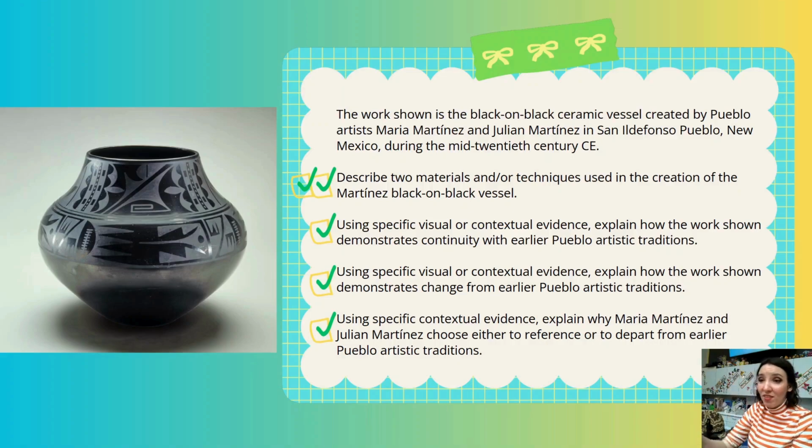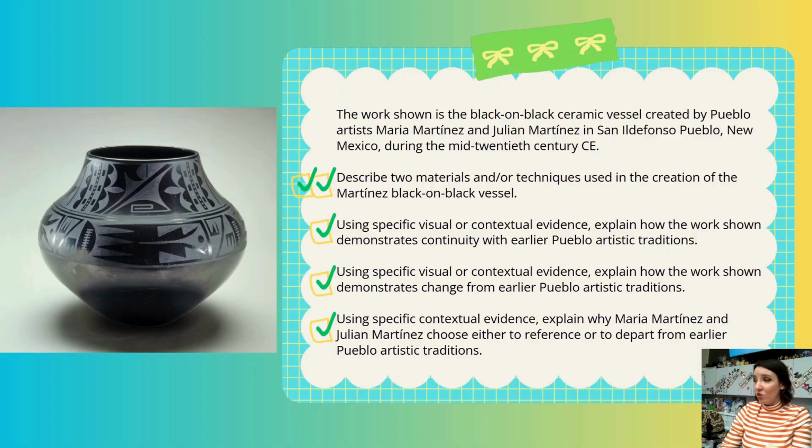And the best thing is that it usually starts with kind of a lead-in question, usually focused on visuals, could be totally different. It's always who knows with FRQs. But in general, you have 2 points in the beginning before you talk about tradition and change. So first 2 points here, describe 2 materials and or techniques used in the creation of the Martinez black on black vessel. Material and or techniques. That is a visual thing, but you do have to make sure you're responding about materials and or techniques.